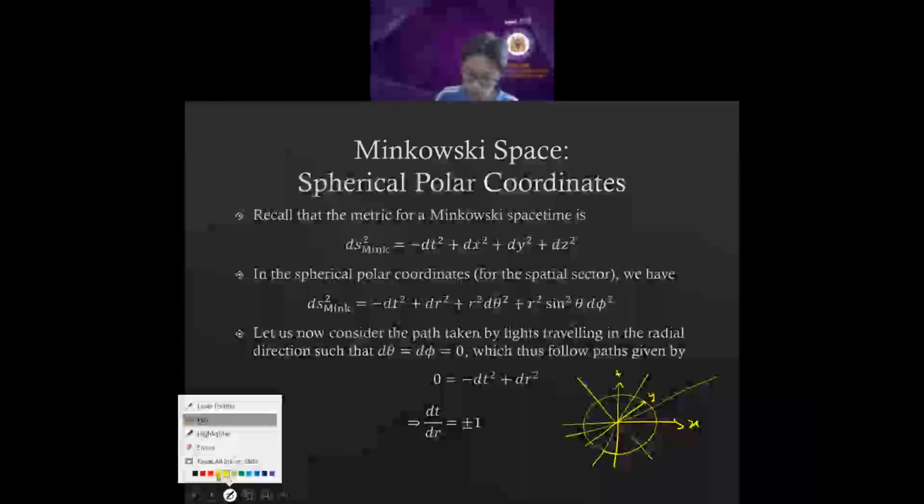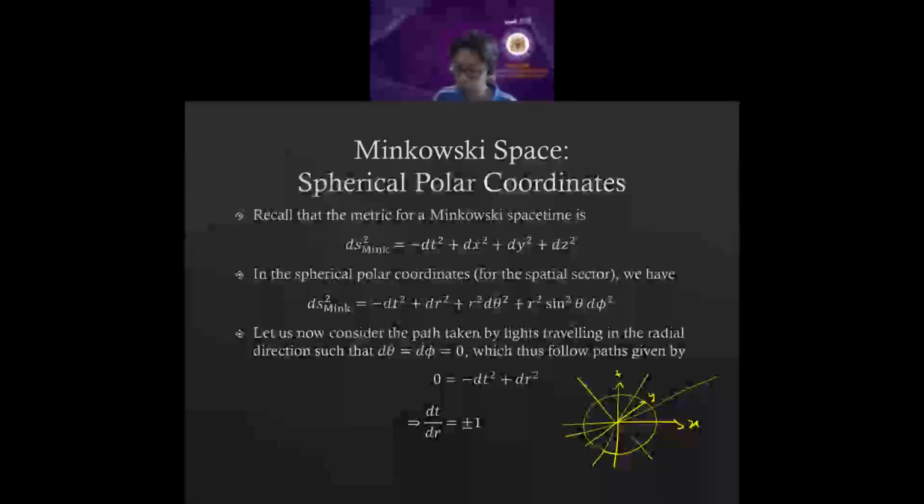Then recall that the path taken by light means that ds equals 0. So we are left only with this equation that characterizes the path of light. All right, and we can manipulate this equation to obtain this differential equation, that is dt by dr equals plus or minus 1.